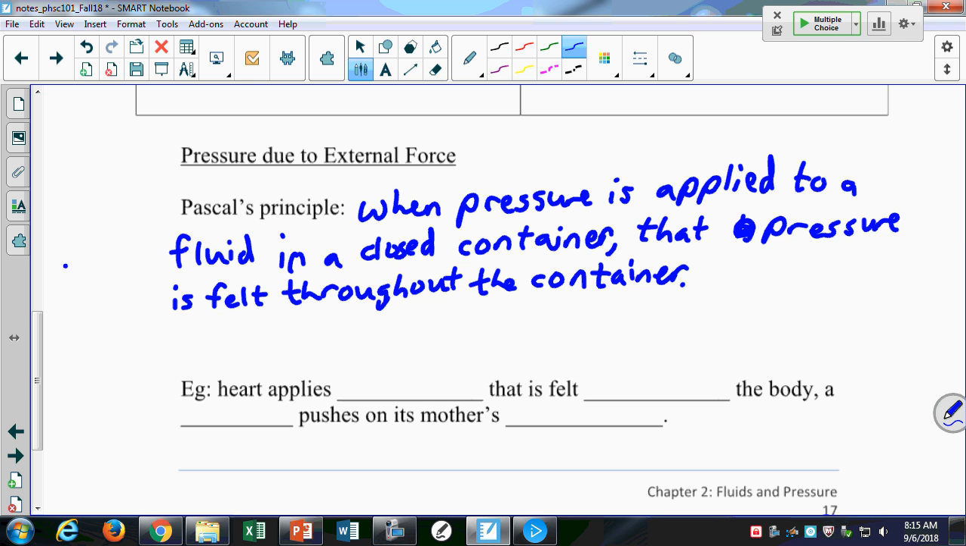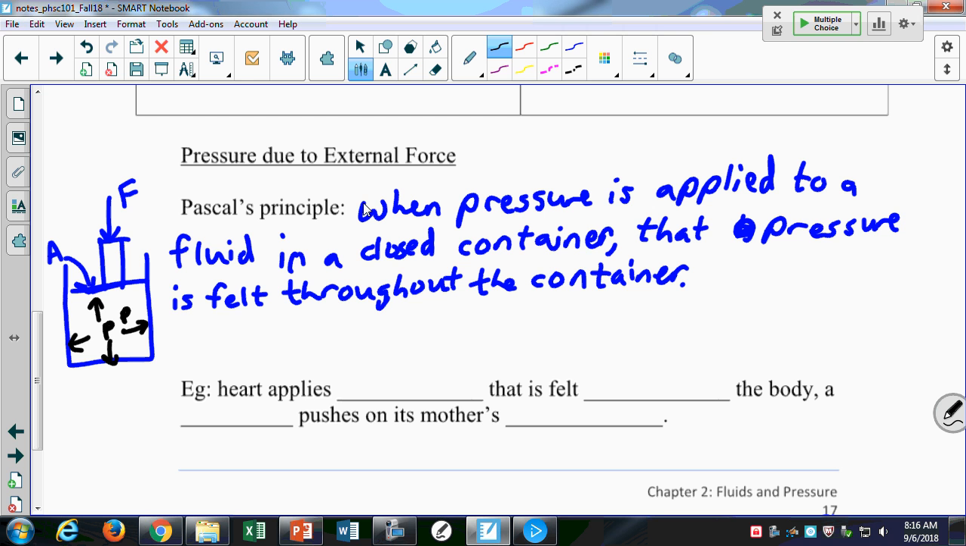Let's say that I have a container, and I have a piston in it, and I can push down on the piston with a certain pressure. So I push down with a certain force, it has a certain area, and so I get a pressure that's force over area. Whatever pressure that I push on that container, that pressure is felt all the way throughout the container. I feel the same pressure all the way throughout.